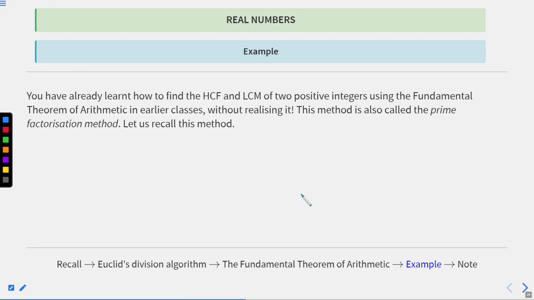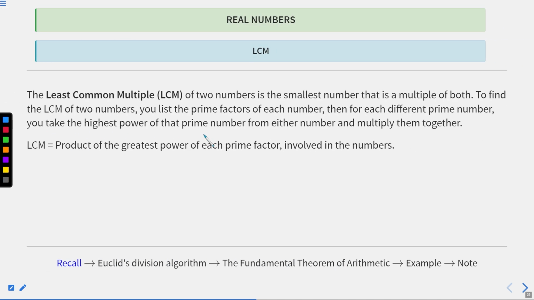Let us move to another example. You have already learned how to find the HCF and LCM of two positive integers using the fundamental theorem of arithmetic in earlier classes. Without realizing it, the method is also called the prime factorization method. Let us recall this method. First we define what LCM of two positive integers means. The least common multiple of two numbers is the smallest number that is a multiple of both.